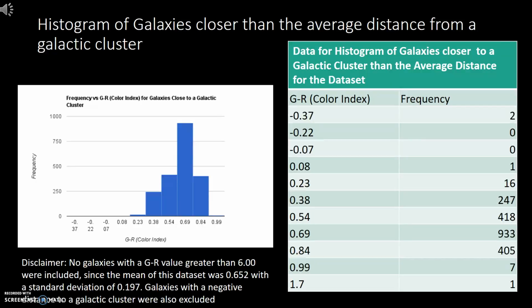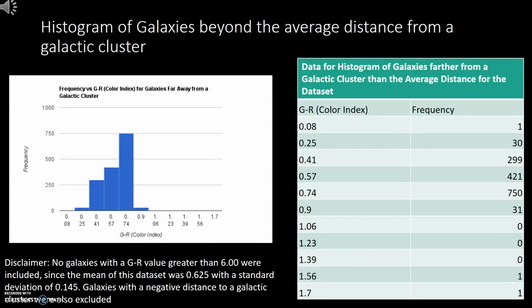Those galaxies farther away from a galactic cluster than the mean distance, and those closer. Here is a histogram of the galaxies closer to a galactic cluster than the average distance from the dataset. As can be seen, the mean was 0.652 with a standard deviation of 1.97. This was then contrasted with galaxies farther than the mean distance. This is a histogram of galaxies farther than the average distance from the dataset. As can be seen, the mean for this dataset was 0.625 with a standard deviation of 0.145.